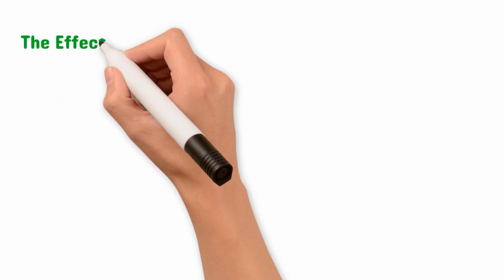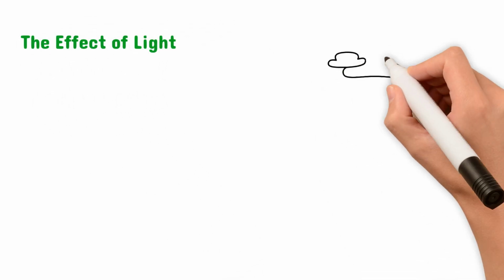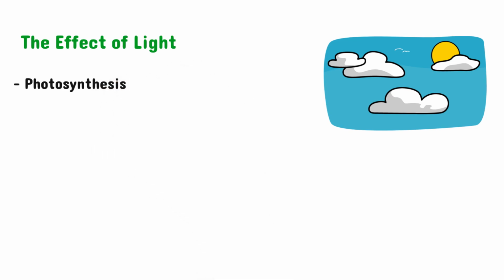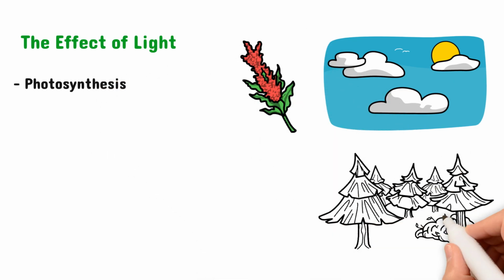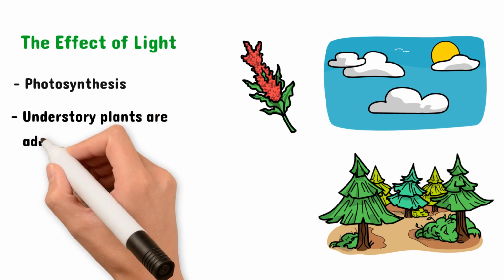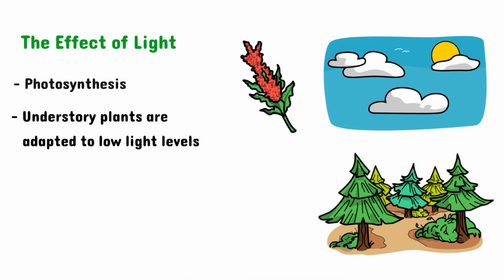We'll begin by looking at the effect of light. Obviously, light is necessary for photosynthesis, and so without it, the plant populations would decrease. There are plants, however, that are able to survive in shady areas, under trees, at the bottom of forests. These understory plants are adapted to survive in low light conditions because they may have more chlorophyll or larger leaves.